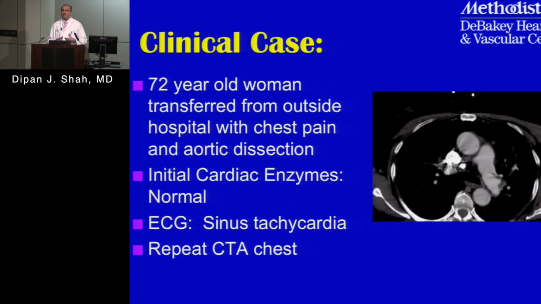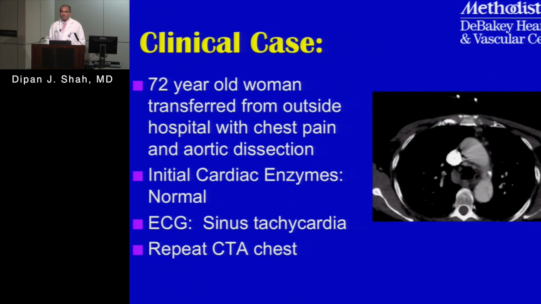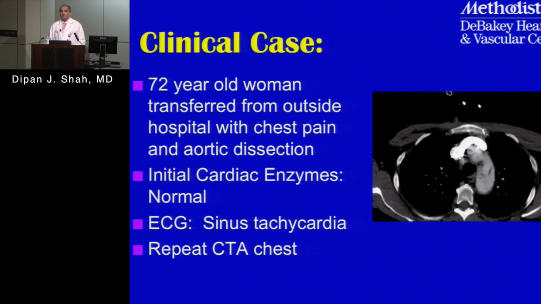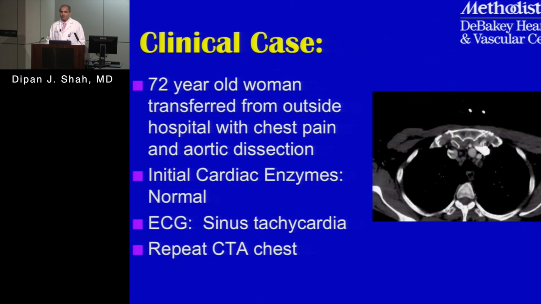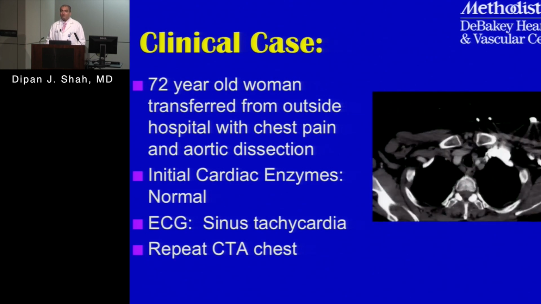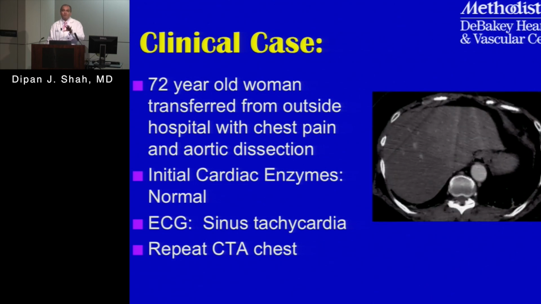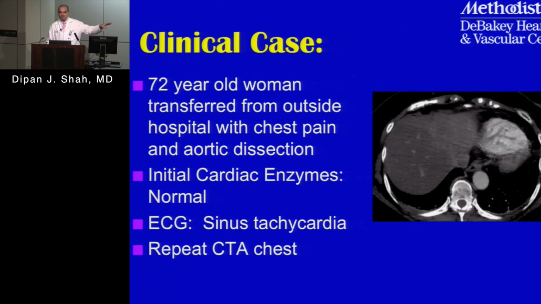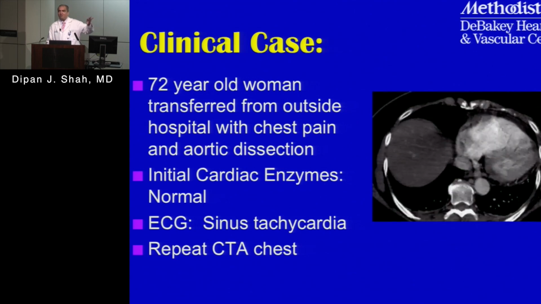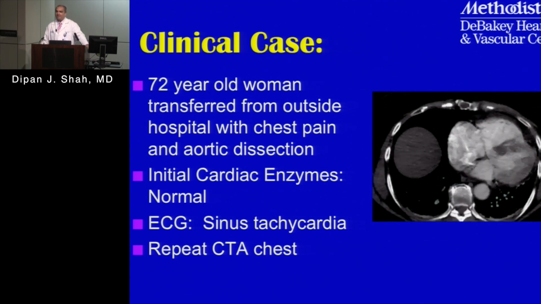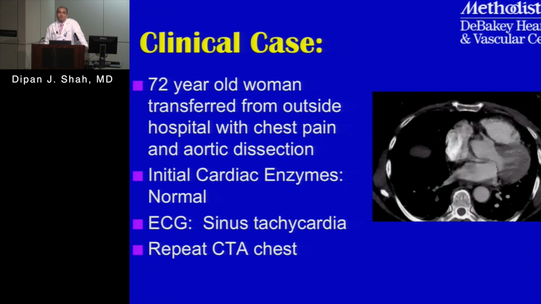Okay. And how would the gated imaging help you? There should be less motion artifact, so you can actually see if that's artifact or a true flap in the aorta. Okay, so your differential right now is dissection, localized dissection versus artifact, right? Anything else in your differential?